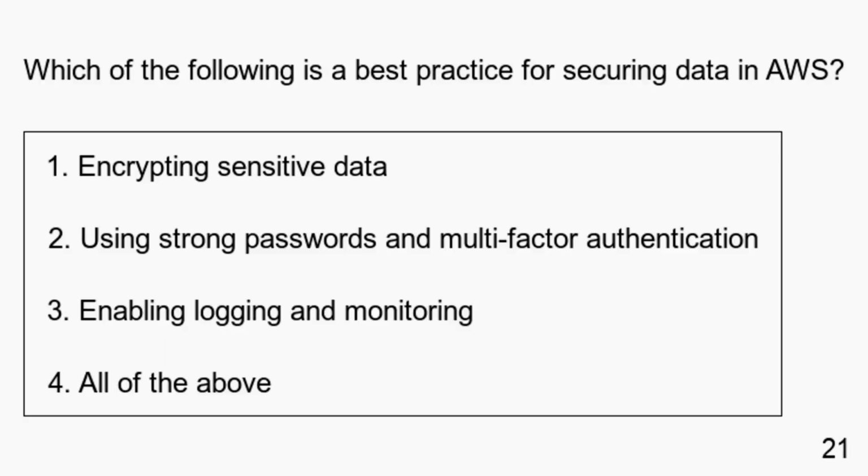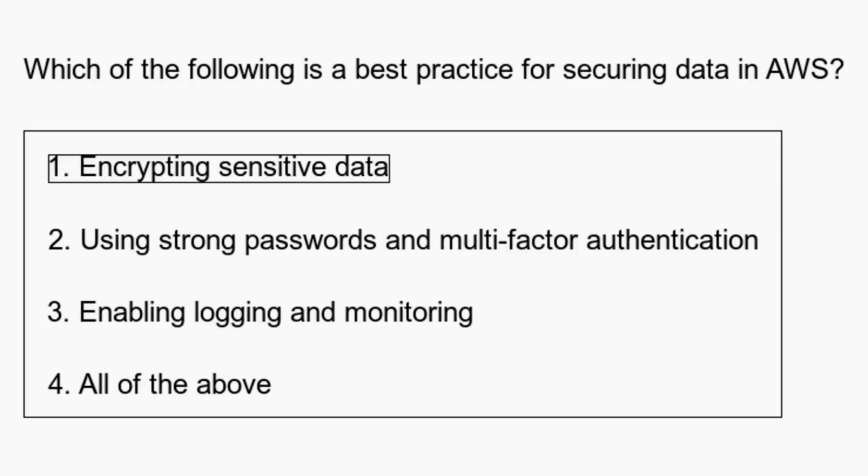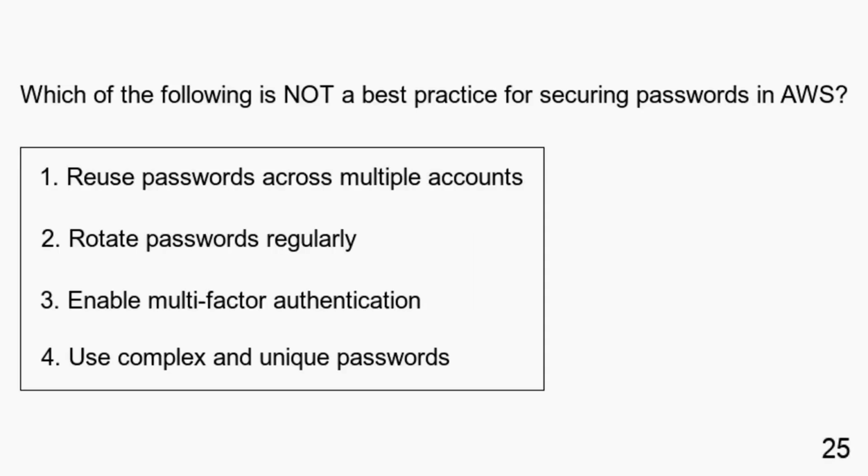Which of the following is a best practice for securing data in AWS? All of the above. Encrypting sensitive data. Using strong passwords and multi-factor authentication. Enabling logging and monitoring. These are all best practices for securing data in AWS.